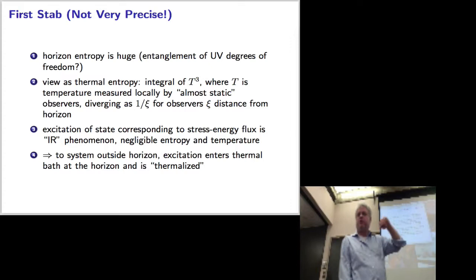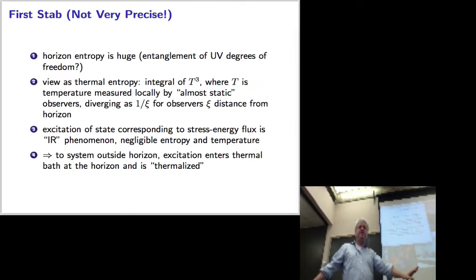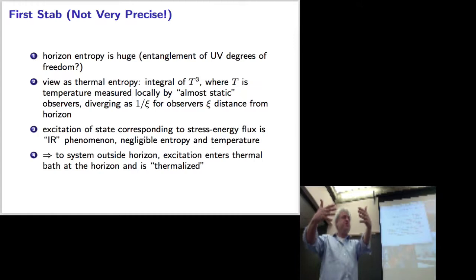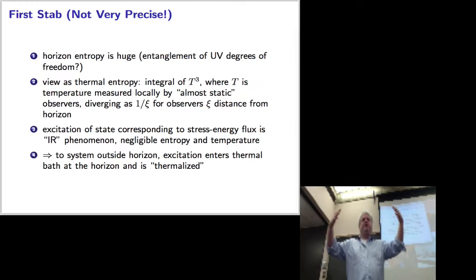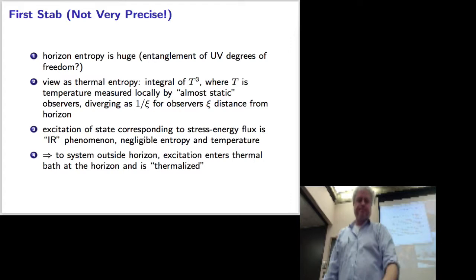And the excitation of the state corresponding to the stress energy flux is purely an infrared phenomenon, negligible with regard to entropy and temperature and with regard to deviations from equilibrium. And therefore, one can conclude that to a system outside the horizon, which is what we're interested in, these accelerated observers, any perturbation in the matter field that is propagating towards the horizon enters the thermal bath of this approximately Unruh radiation at the horizon and is thermalized, because the entropy of the field completely dominates and overwhelms the entropy of these perturbations in the matter field. Incredibly vague.